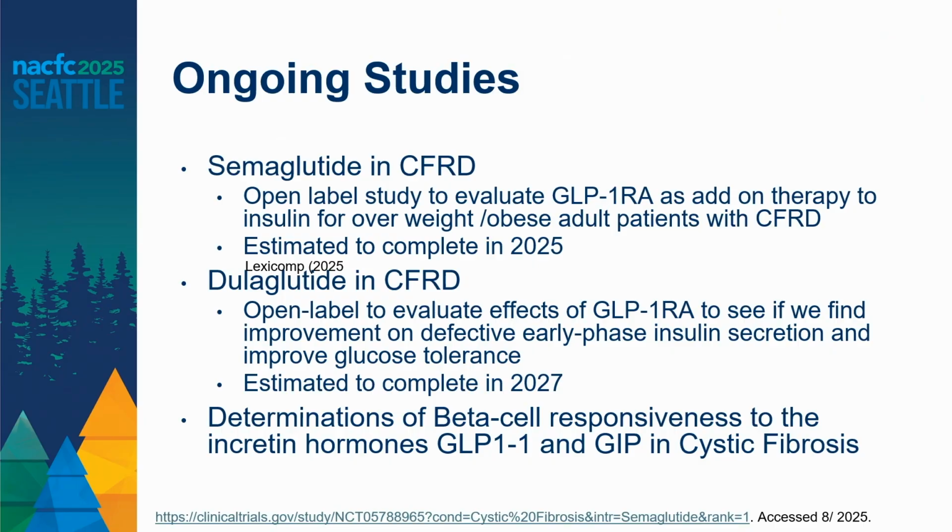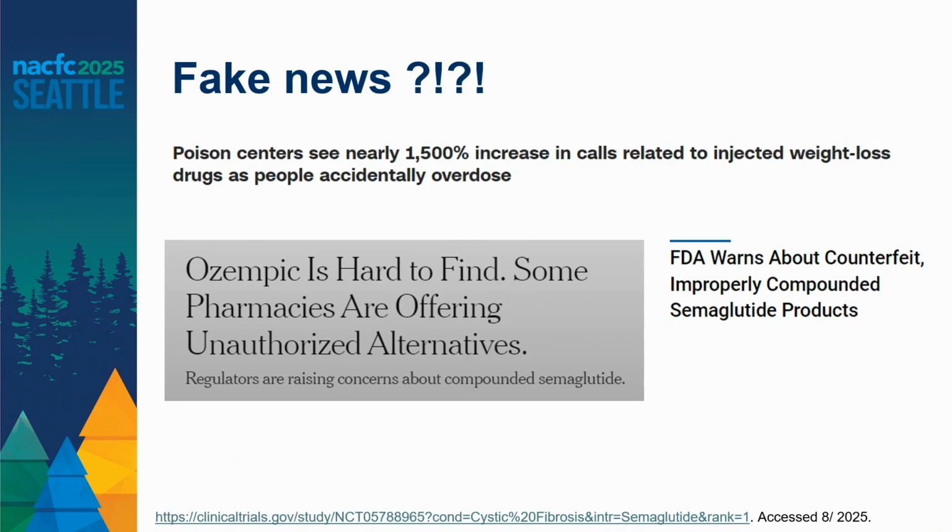There are ongoing studies of semaglutide in CFRD. There's an open label study to evaluate GLP-1s as add-on therapy to insulin for weight and obesity in patients with CF. It's supposed to be completed later on in this year. Dulaglutide is also being studied in cystic fibrosis related diabetes. The trial is supposed to finish in 2027, hopefully. And then we're trying to figure out where the actual role of these medications is.